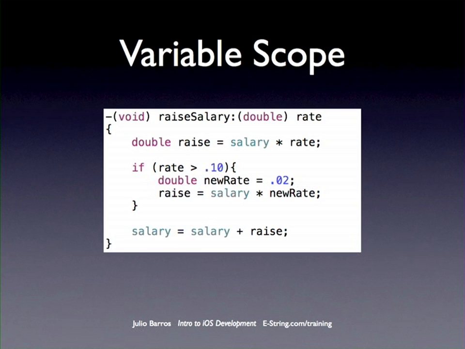Likewise, raise is specified by the function and only lives as long as we are in the function. Salary is not defined anywhere, and we can assume it is an instance variable defined in the header file. Inside the if block, there is a new variable called newRate. It is only valid in that if block, and you can't access it outside of that block.